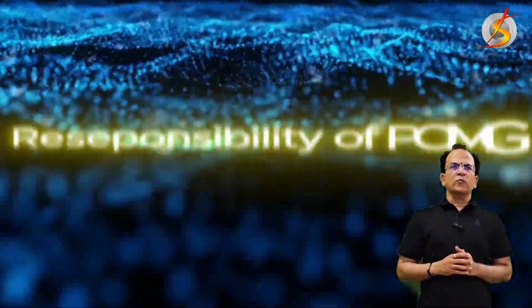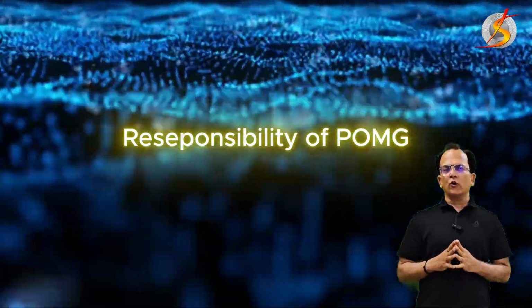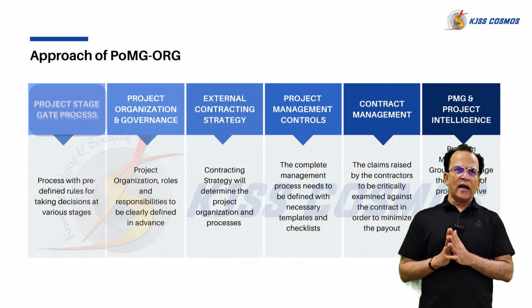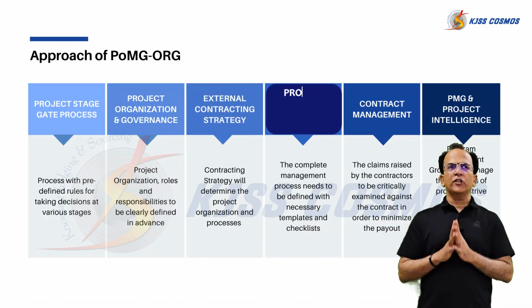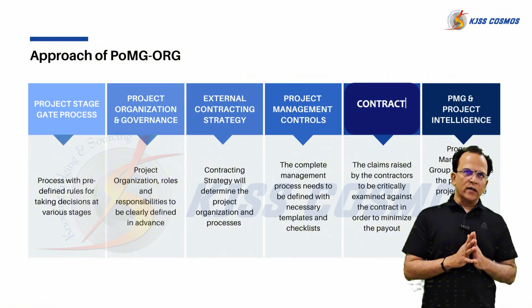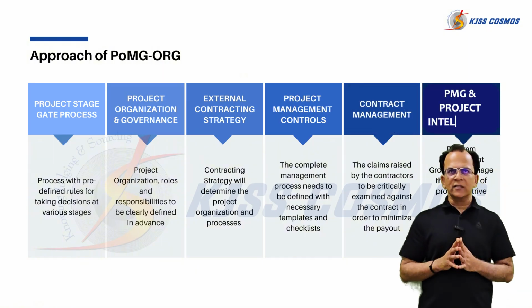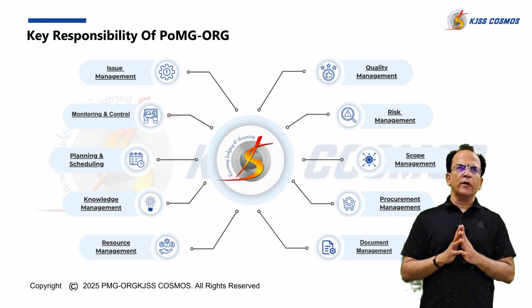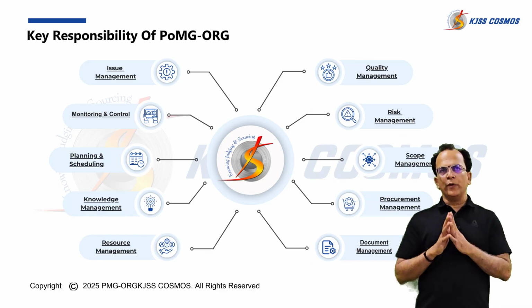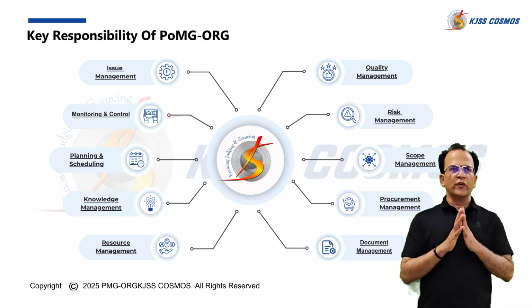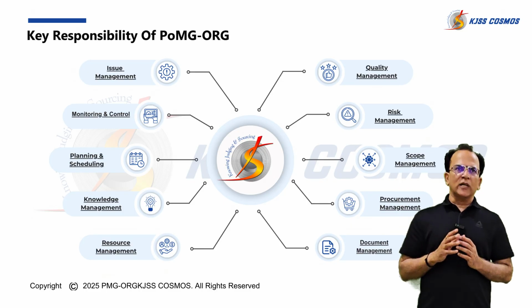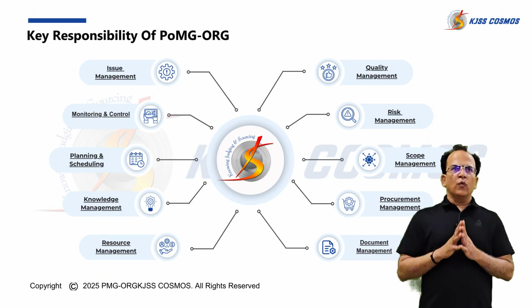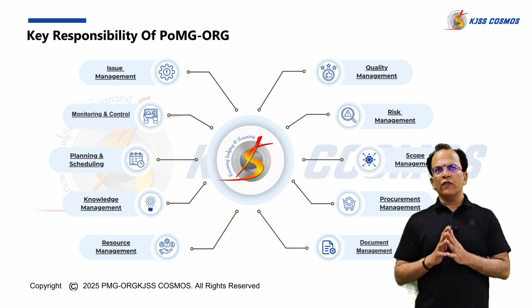Let's discuss the responsibility of PoMG. As we all know, PoMG's main job is to streamline projects and complete them efficiently. This is the core approach of PoMG-ORG. We will discuss it in more detail later with checklists, case studies, and practical examples. Key functions of the PoMG: we have already discussed PoMG's key functions in our first video. These are available on the screen. You can have a look at this. We will go into detail in future videos.